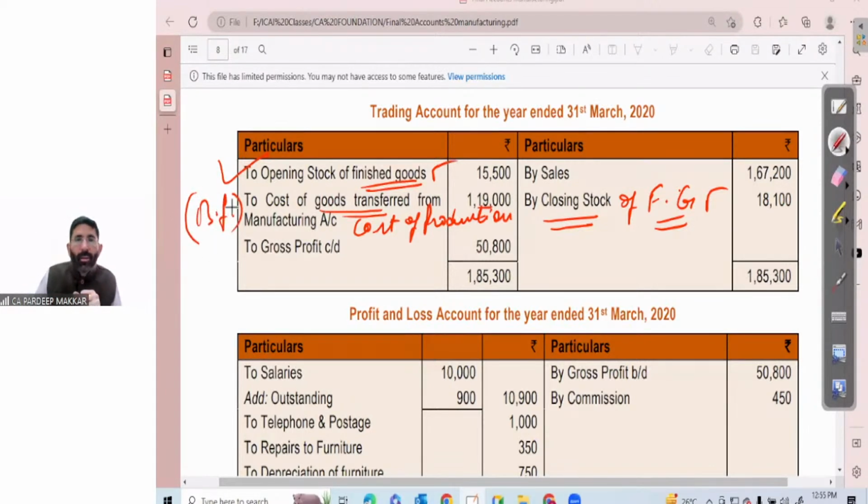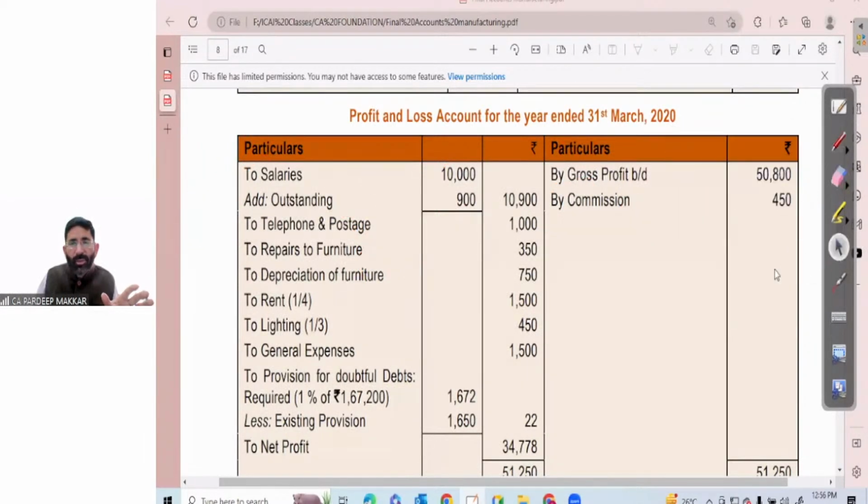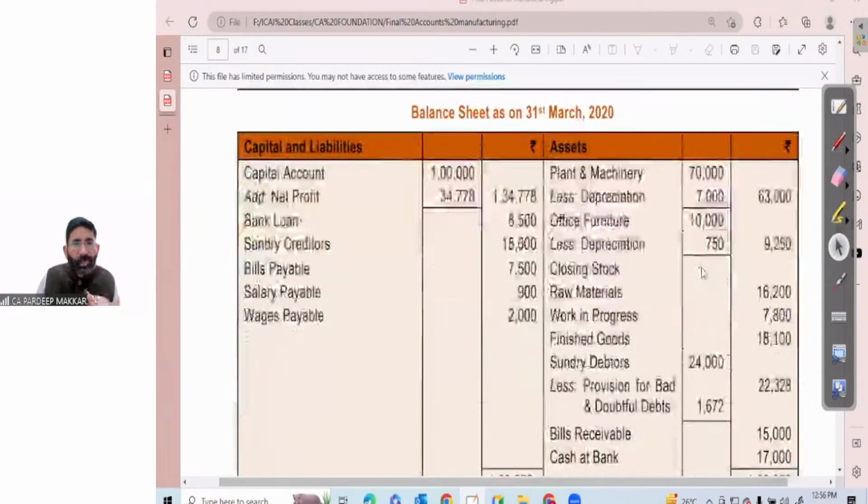By sales will be entered here, as earlier we were entering it the same way, and we will get the balance figure as GP, gross profit. And profit or loss is prepared in the same way as we were preparing earlier. There is no difference. All expenses will be entered in the same way. All incomes will be entered in the same way, whatever we were doing earlier. There is no difference. The balance sheet will be of the same sense, just minor changes there.